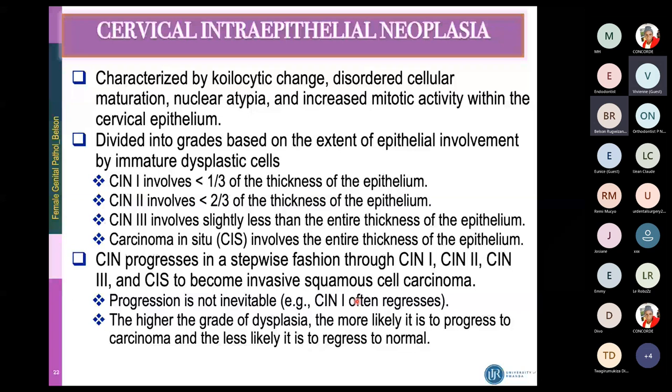So cervical intraepithelial neoplasia is characterized by koilocytic changes. I think you remember the perinuclear halos in the squamous epithelium. They have disordered cellular maturation, nuclear atypia, and so on. So even if you do cytology, you need histology to confirm. So we have the grades.